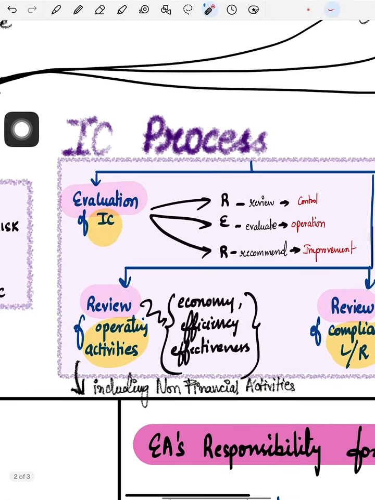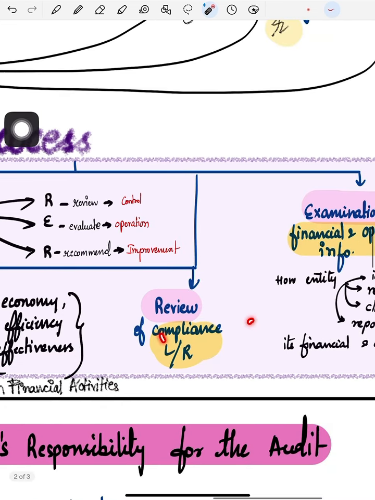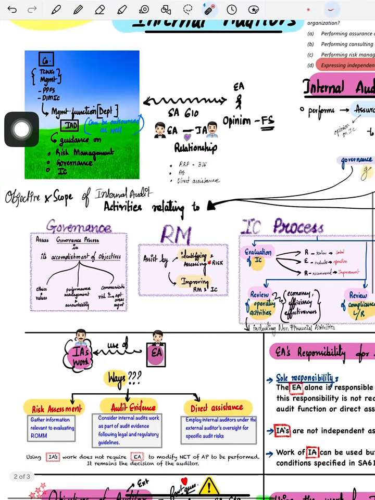And next, we have review of operating activities. Whatever operating activities are there, how efficiently and effectively are you carrying them out? Operating activities include non-financial activities as well. Next, are you complying with law or regulations? The internal auditor will evaluate the internal control process and will also review whether you are complying with law or regulations or not. So these are the objective and scope of internal audit.